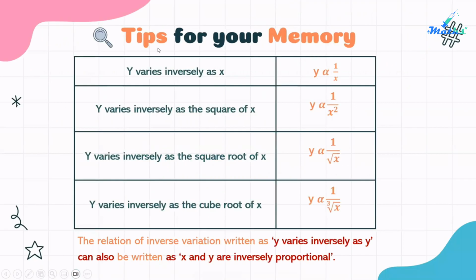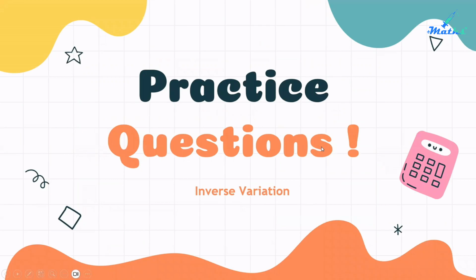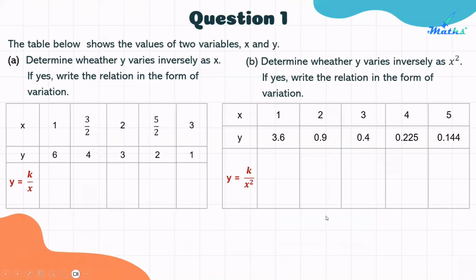Okay, these are tips for your memory. This is y varies inversely as x. This is square of x and square root of x and the cube root of x. So the relation of inverse variation written as y varies inversely as x can also be written as x and y are inversely proportional. Okay, let's see some practice questions for more understanding about inverse variation.